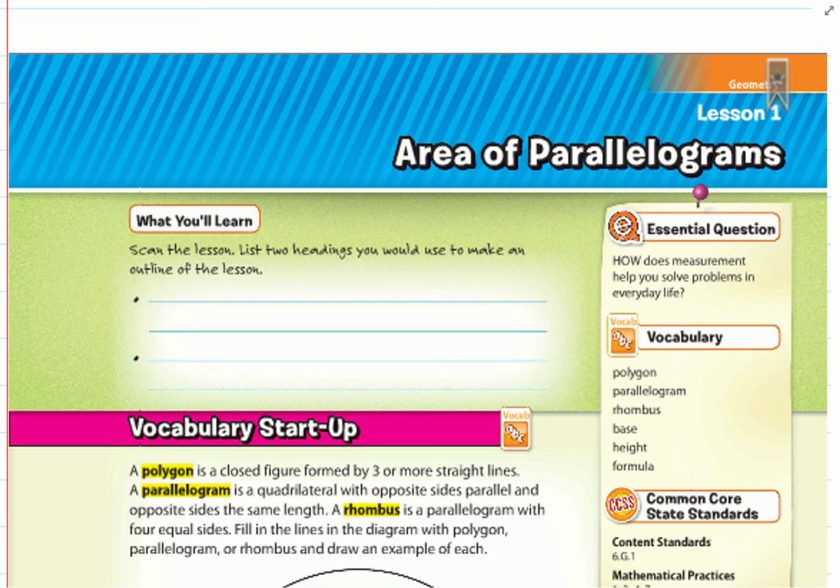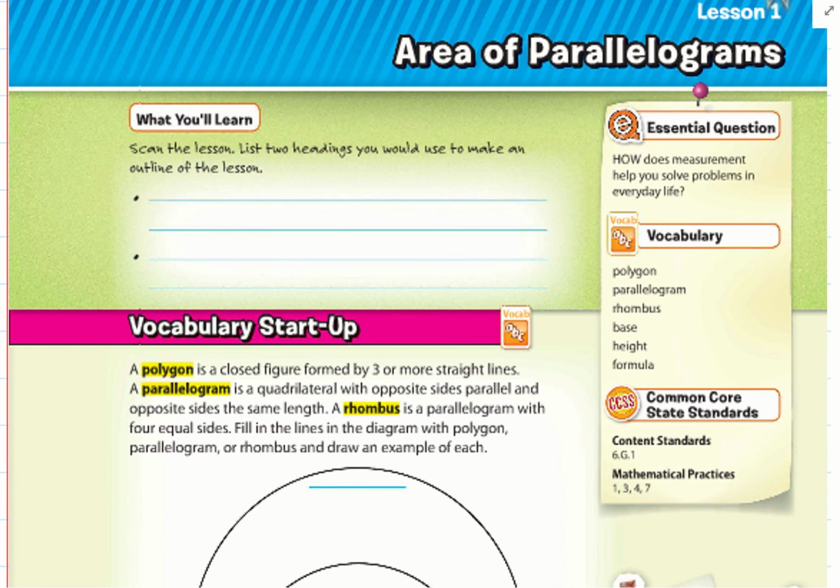We're going to do area of parallelograms. So we're going to list two headings. We're going to find area of a parallelogram. That is a hard word to say slowly. We're also going to find the missing dimension.